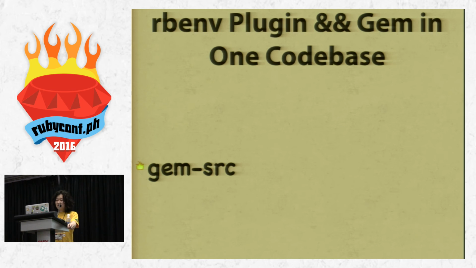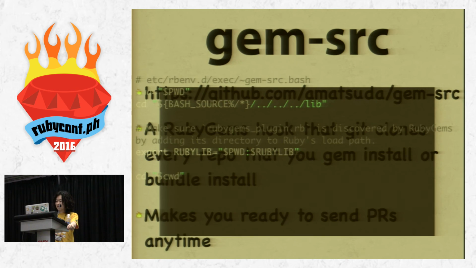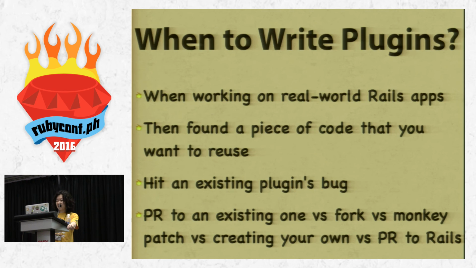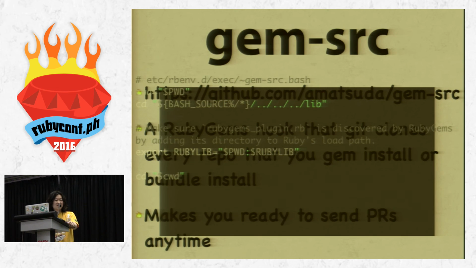Okay, finally, the next one is about how to create a gem that is a Ruby gem and at the same time an RDoc plugin. I do this in a Ruby gem called gem-src, so please take a look at the gem-src source code.